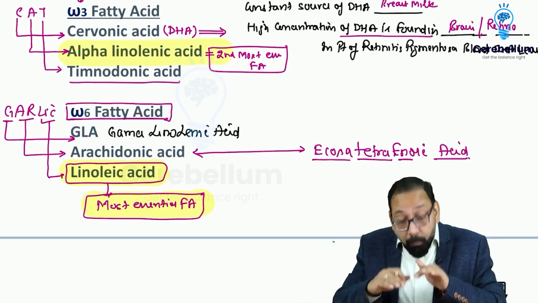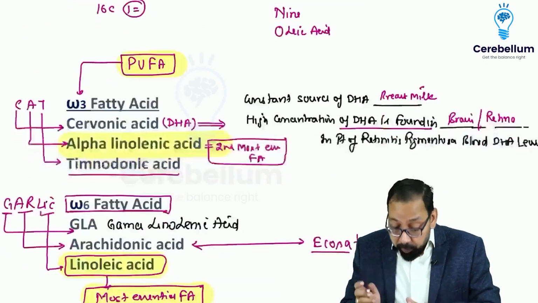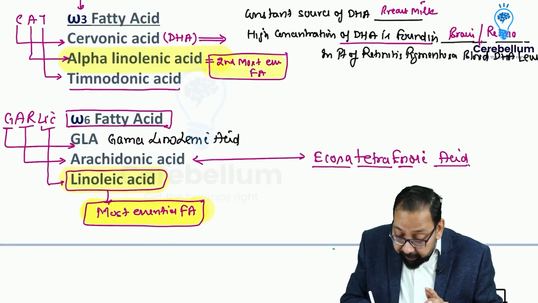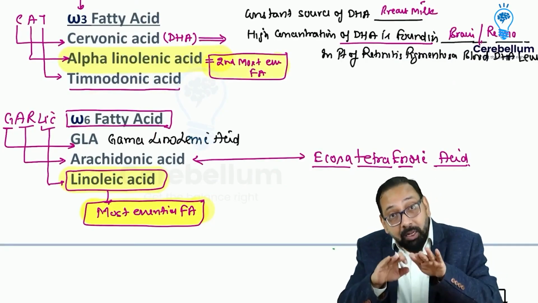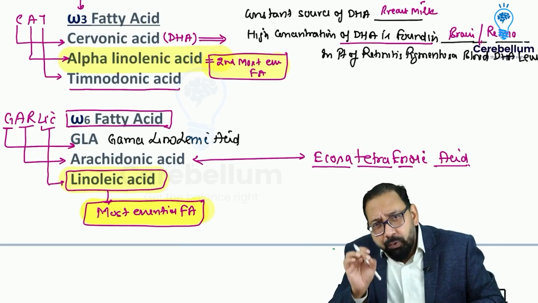Now, all other PUFA are semi-essential. So two are essential, the other four are semi-essential. Now, arachidonic acid is frequently asked.